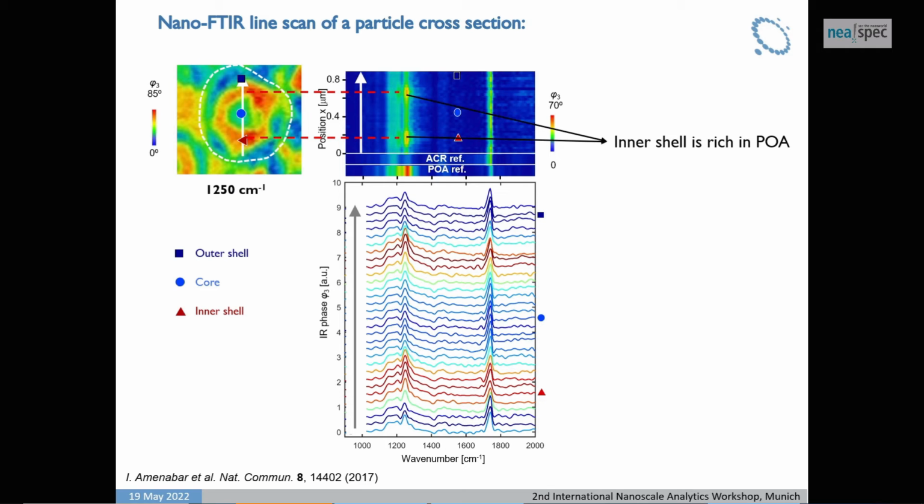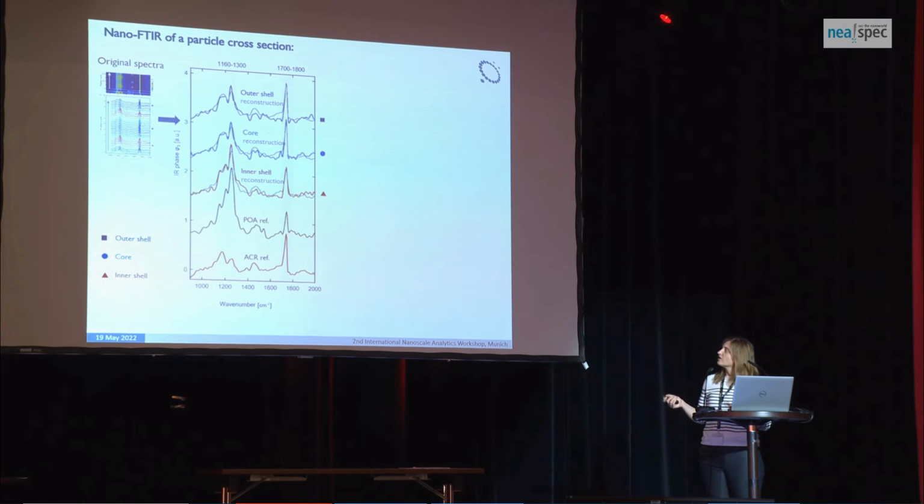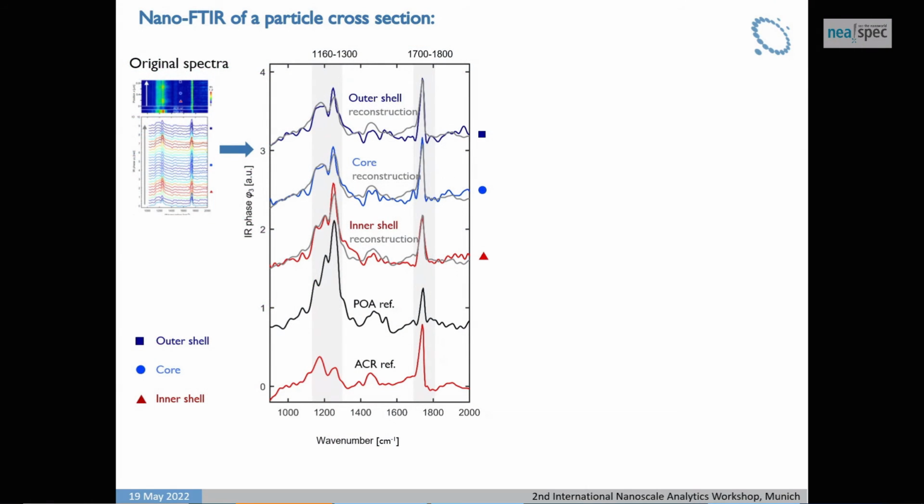So we need to analyze this in more detail, and to do so, we try to reconstruct these spectra by linear superposition of the reference spectra. We made a set of spectra combining both reference spectra in different weight ratios, and we reconstruct these spectra. Here you have an example of each of the regions, the inner, the core, and the outer shell, and this spectrum in gray is the reconstruction. We do so by minimizing the interspectral distance.